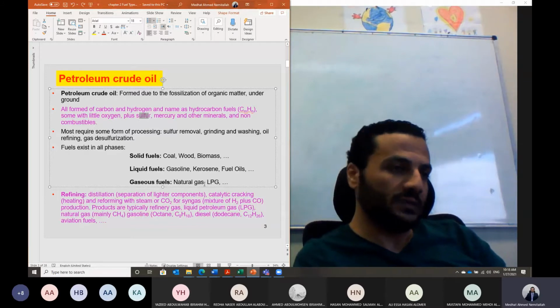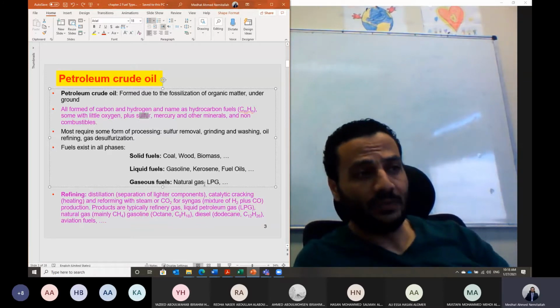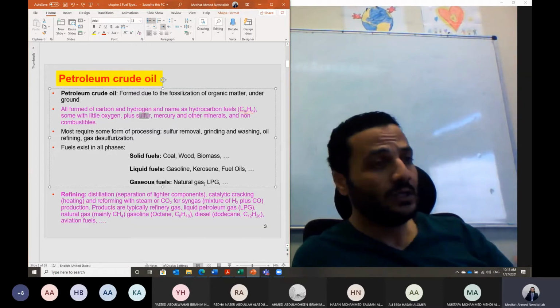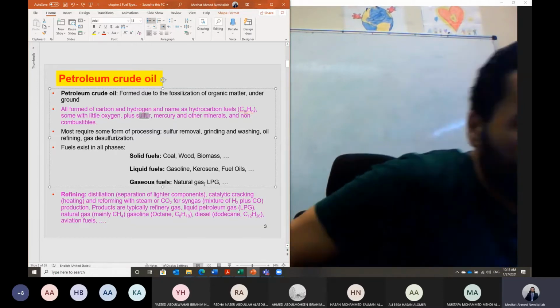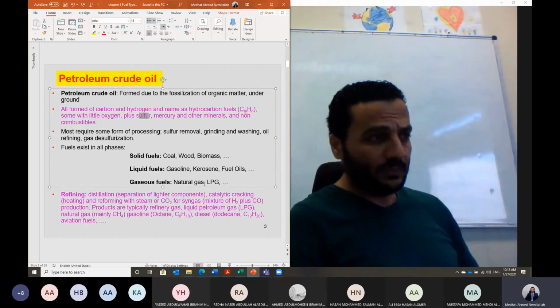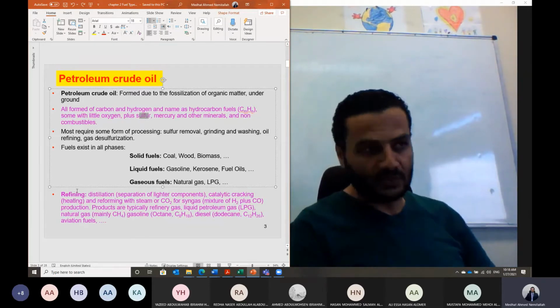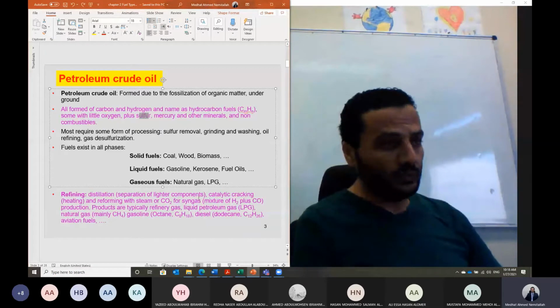We also have synthetic gas. Synthetic gas is a gas created from a higher grade of fuel, reducing the higher grade fuel to a lower grade one. Synthetic gas is a mixture of carbon monoxide plus hydrogen, and it is also a product of the refining process that we are going to talk about.